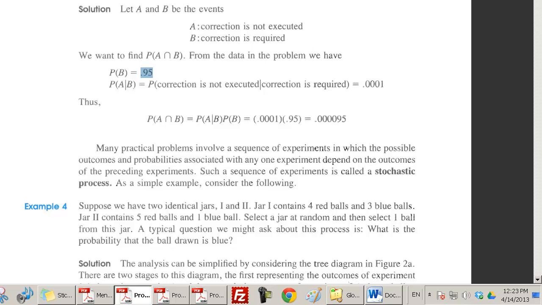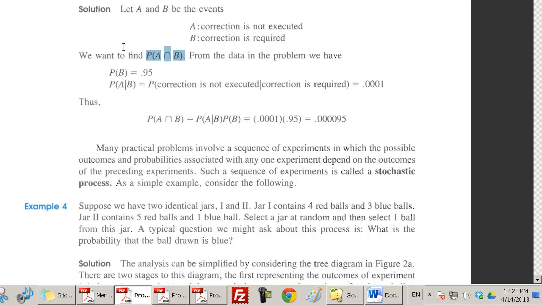Where did it say? Tests show that the probability is that a fire signal will not be executed when it is required. So that's when means given. So they gave us this: A given B, the probability of the correction not being executed when it's required, is this. So we know this, and we know this. And what we want to answer is what's this.